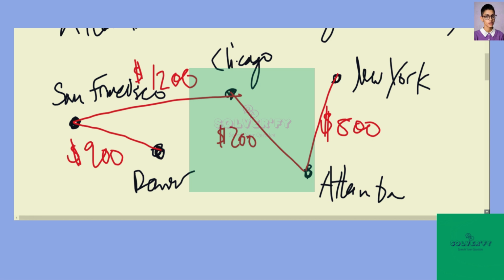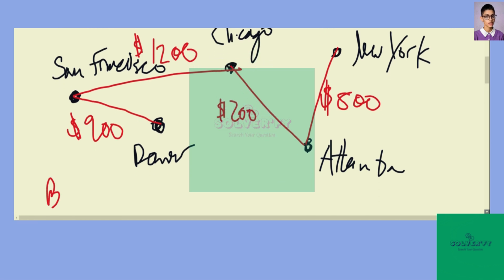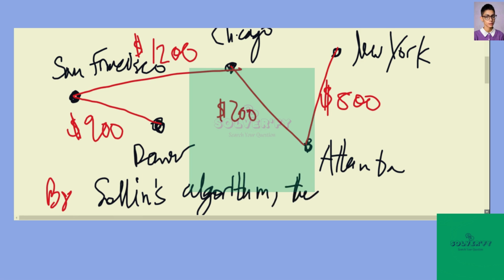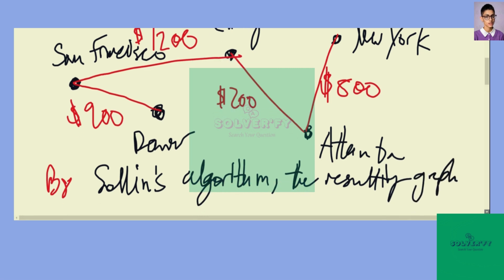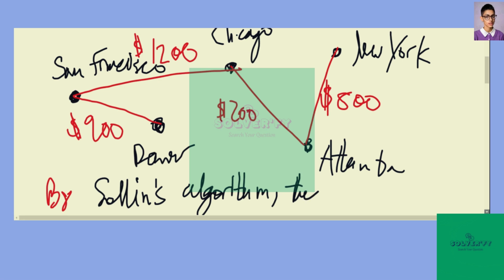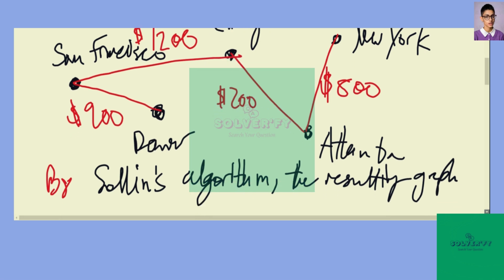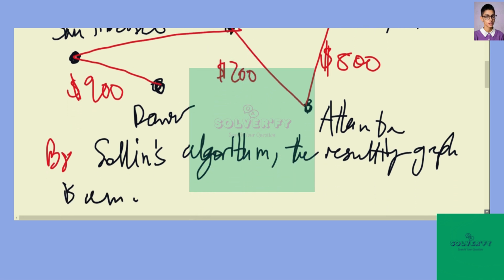And now, since the graph is a connected graph now, the algorithm terminates, and it follows that by Sollin's algorithm, the resulting graph is a minimum spanning tree.